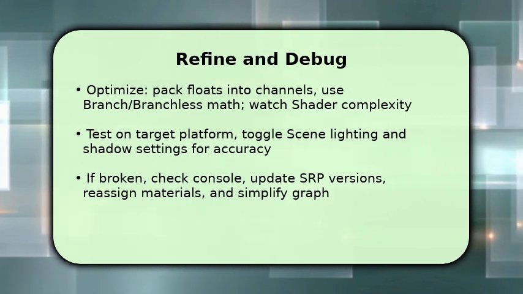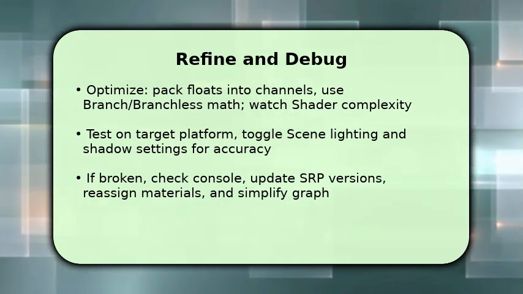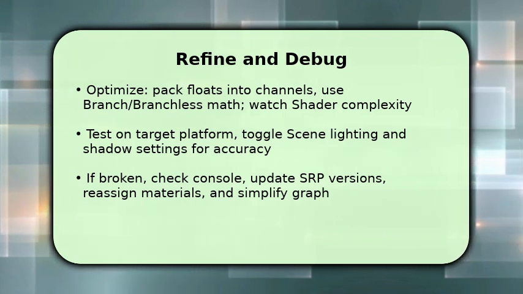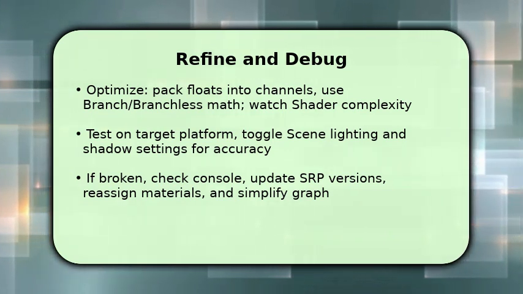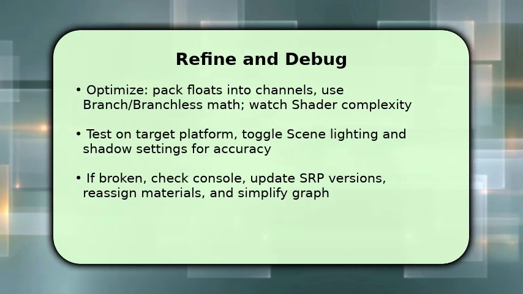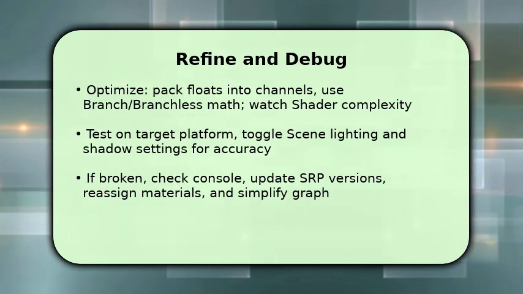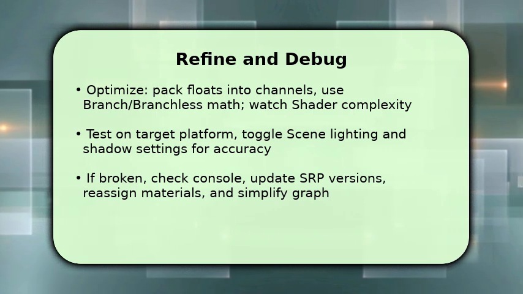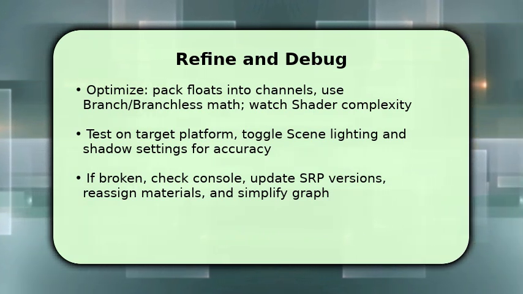If something breaks, pause and systematically debug. Inspect the console for errors, verify SRP versions match, reassign the material to the object, and temporarily simplify the graph to isolate the problem. This quick isolation step usually reveals the root cause.